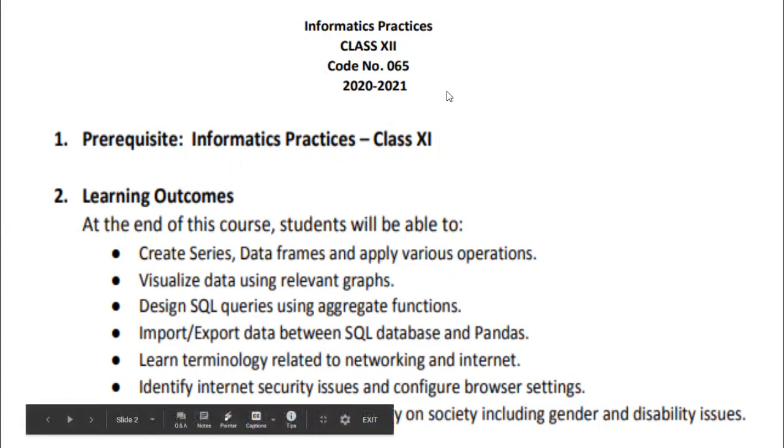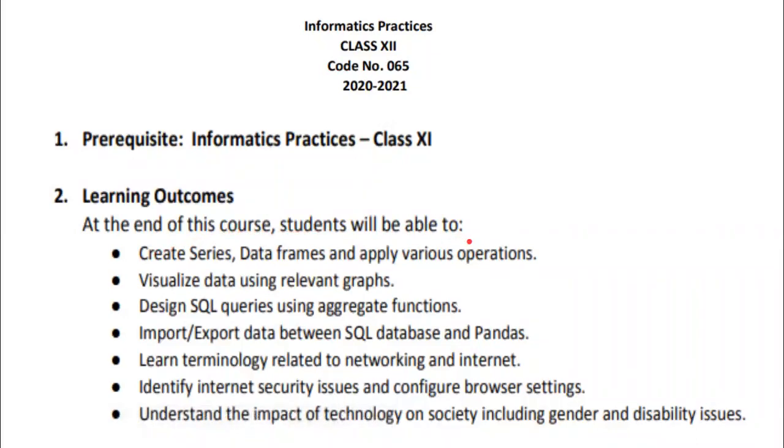Already you have studied informatics practices in 11th standard. So, what they need here is the learning outcome. Once you complete this lesson, you will be able to know what a series is, what a data frame is, and how to create a series and a data frame. And with this, you will be able to see the various operations you can do. Then visualizing the data using relevant graphs.